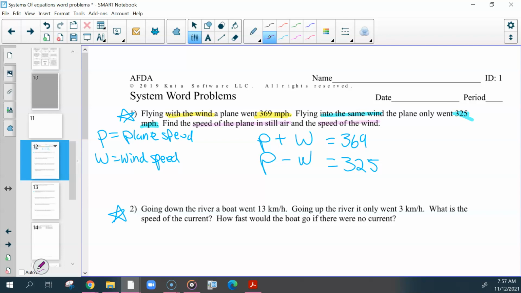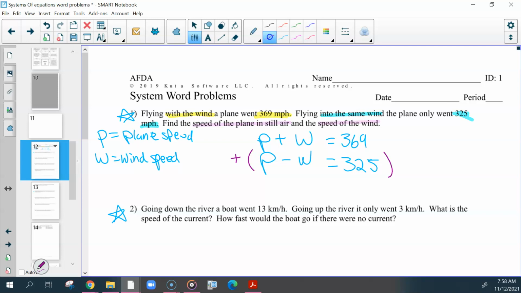So we have our variables, we have our equations. Let's solve this by elimination. Does not matter if we get rid of P or W first. I'm going to get rid of W just because we have a positive and a negative here, so I can add the two equations together. Remember, positive and negative coefficient, add the equations for elimination. Two positive coefficients or two negative coefficients, subtract.